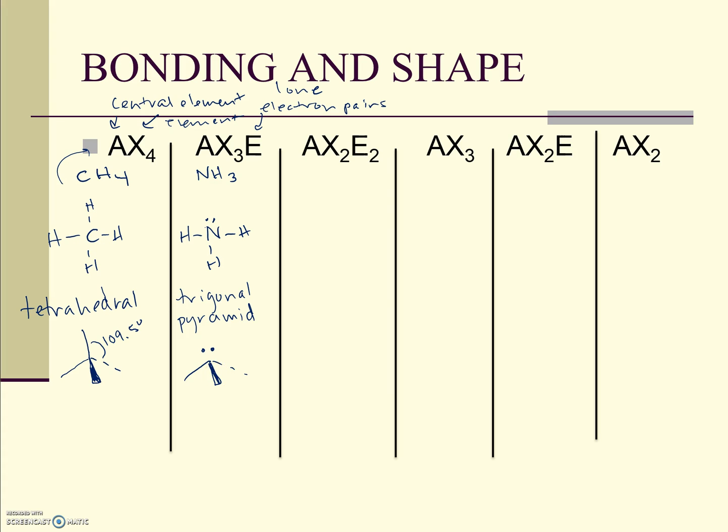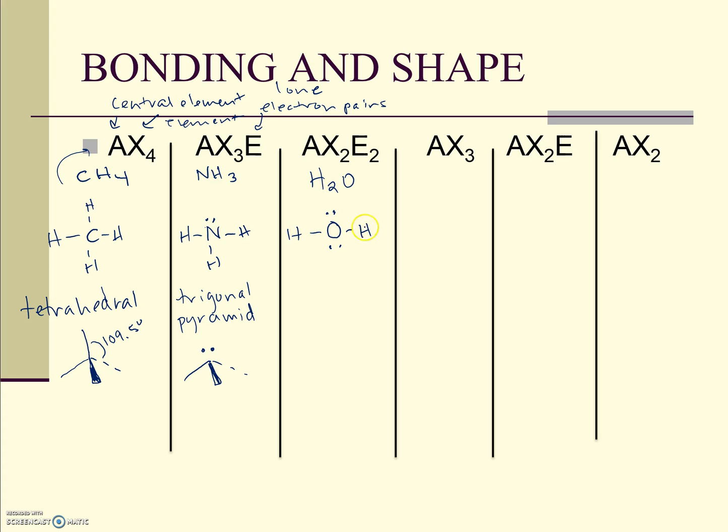Then, if I have something like AX2E2, so I'm going to have a central atom, I'm going to have 2 things around it, and it's going to have 2 pairs of electrons. My very classic example is H2O, okay? H can't be my central atom because it can only have 1 thing bonded to it, so oxygen is in the middle, and I have H, and I have H, and then it has lone pairs of electrons.